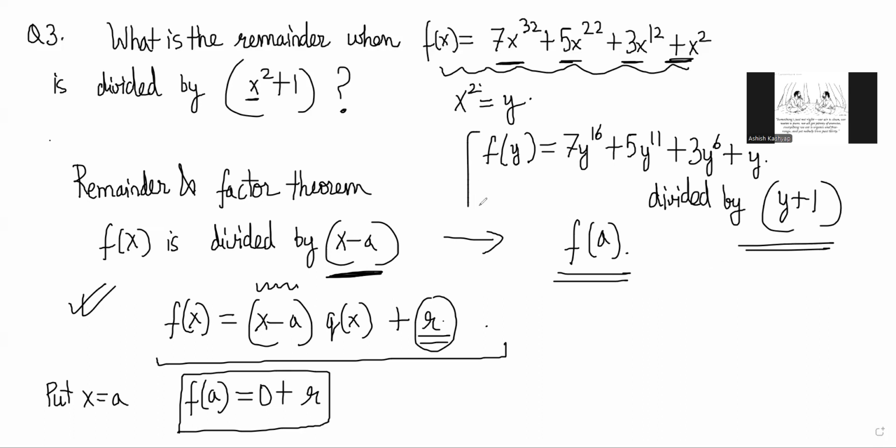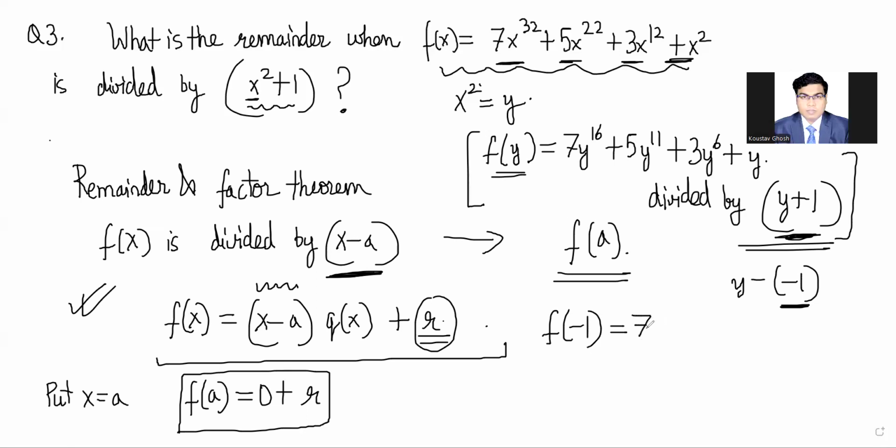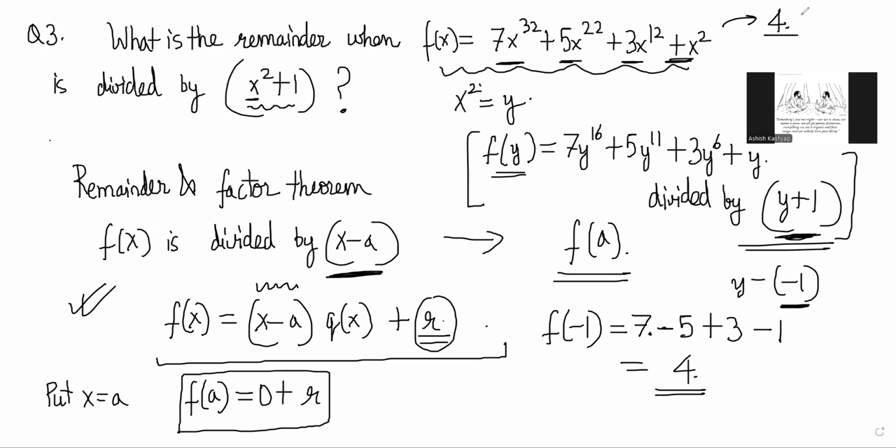This is the same problem, but I've converted it into an easier situation. Instead of having a quadratic factor, I have a linear factor now. Correct? Yes. So remainder will come when you put y equal to minus 1. This minus 1, if I put in f of y, f of minus 1 should be the remainder, right? It will be 7 minus 5 plus 3 minus 1. So that is 10 minus 6, 4. Your answer here is 4, and we have done it without division.